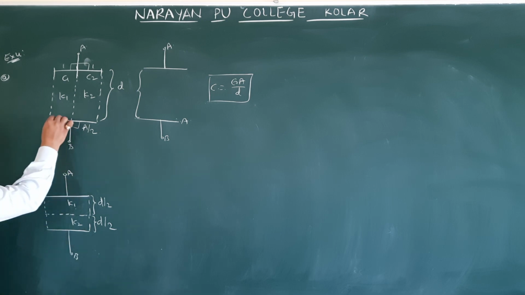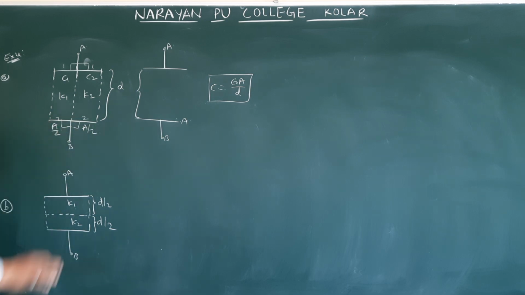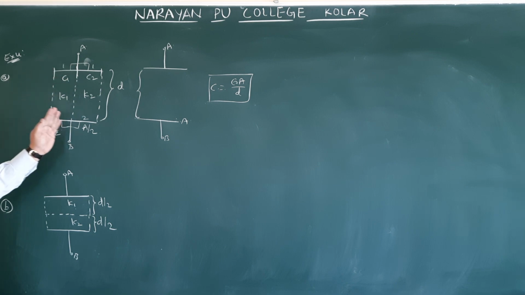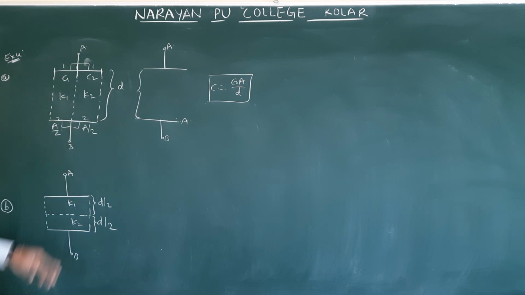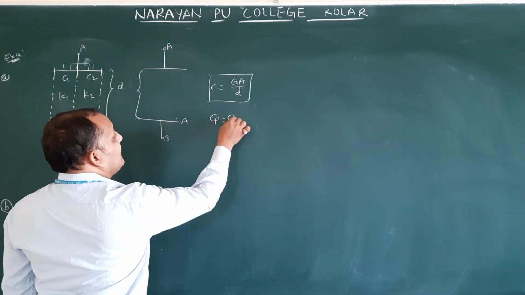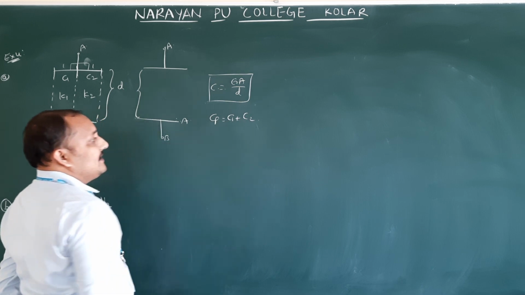So the 1 and 1 are connected for A, and 2 and 2 are connected for B. Therefore these two are connected in parallel. The 1s are connected to the same point, and the 2s are connected to the same point. That is nothing but a parallel combination. Therefore the resultant capacity is Cp equal to C1 plus C2.